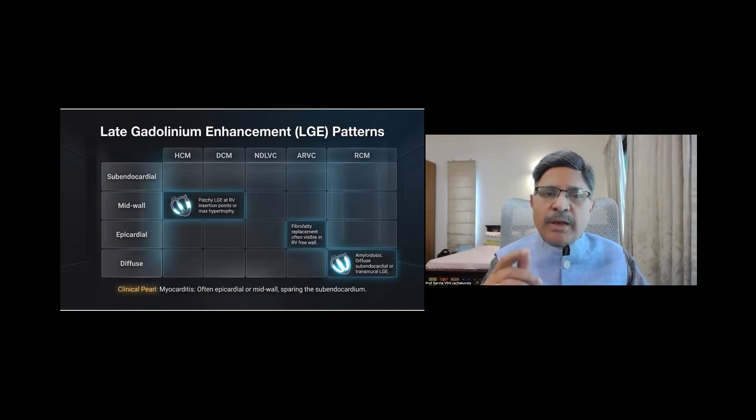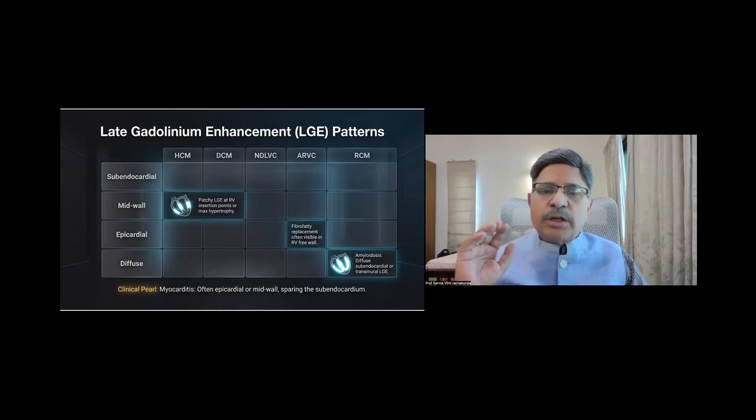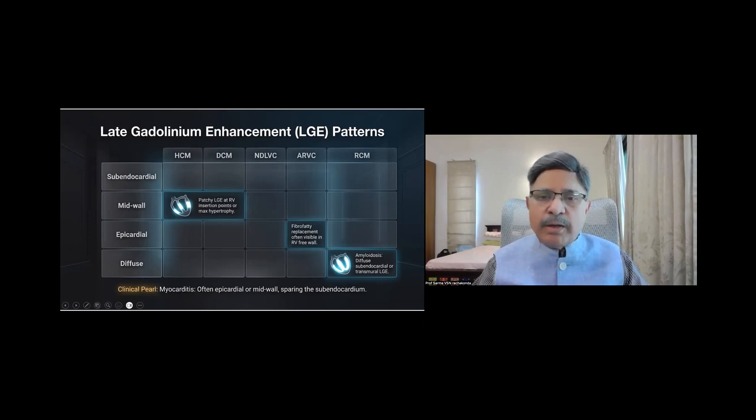Patchy LGE at the RV insertion point or at maximum hypertrophy. Epicardial, particularly in the arrhythmogenic type: fibrofatty replacement, often visible in the right ventricular epicardial free wall. Supposing it is not discriminating between midwall and epicardial and it is diffuse, like amyloidosis, diffuse subendocardial or transmural LGE, this is a restrictive type of cardiomyopathy.